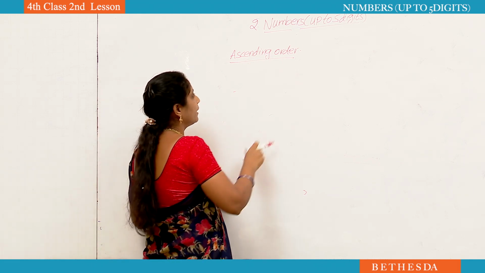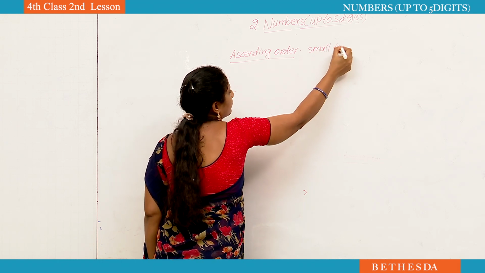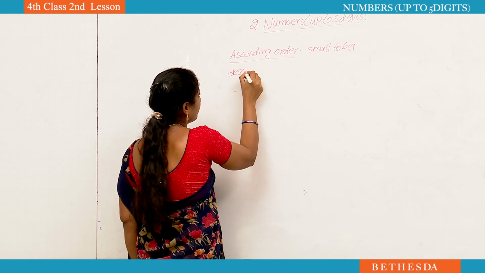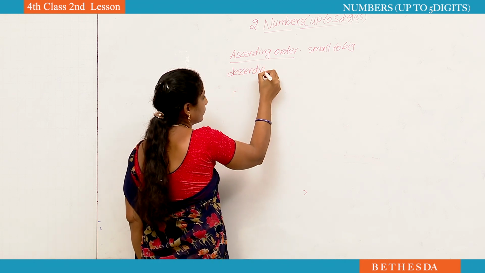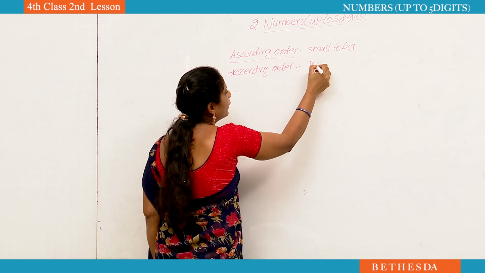I think you know ascending order means small to big. Descending order means big to small.